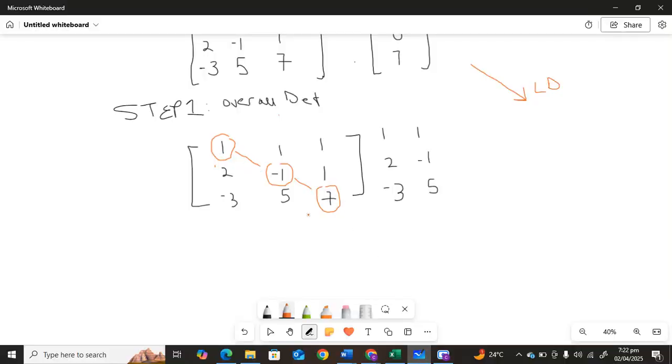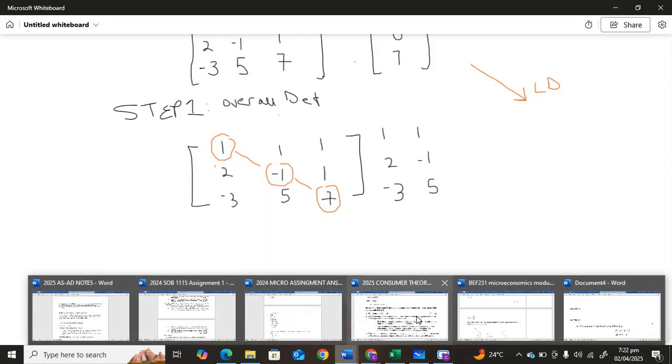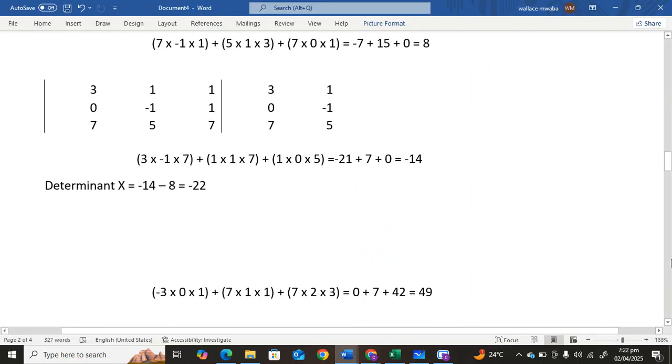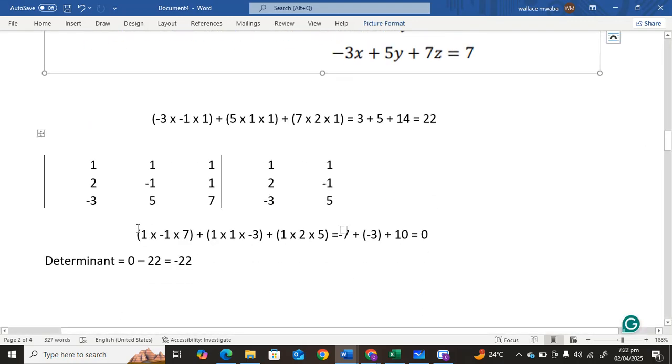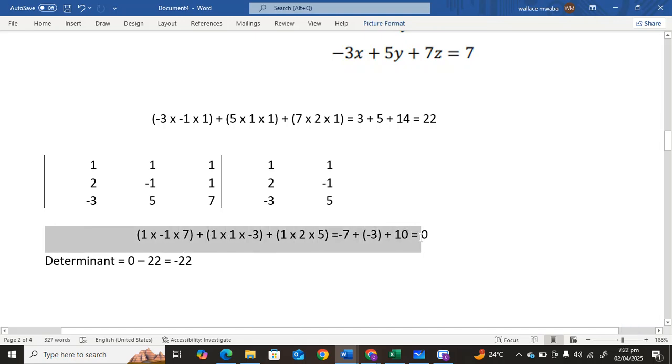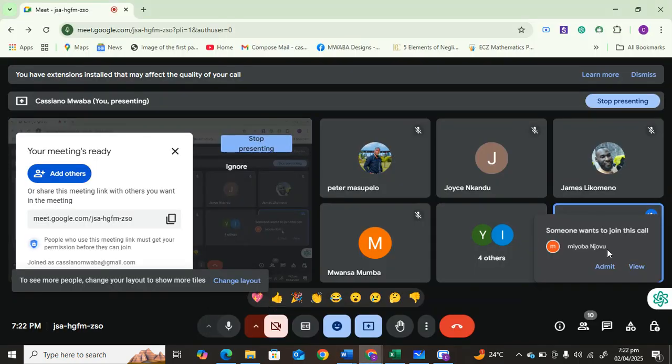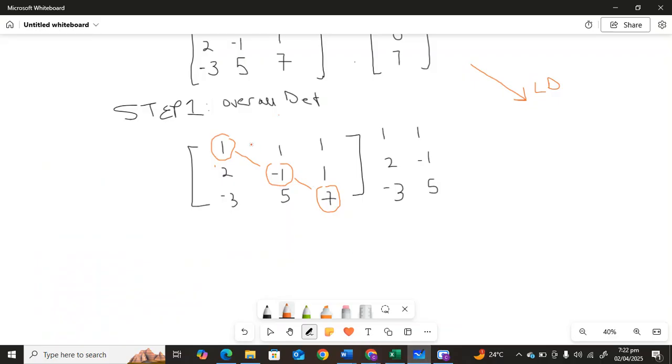In the exam, you have to put it like this. When you're multiplying these diagonals, you have to put the tabulations there also. But in this case, we'll just multiply and get the answer. You have to show your workings in the exam. So 1 times -1 times 7, we get -7.